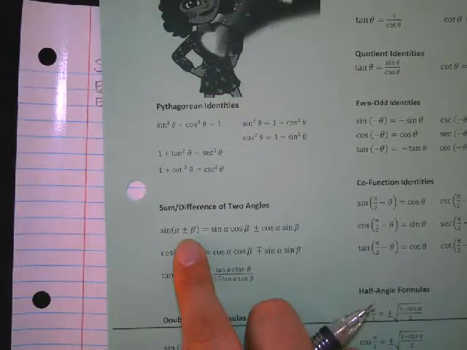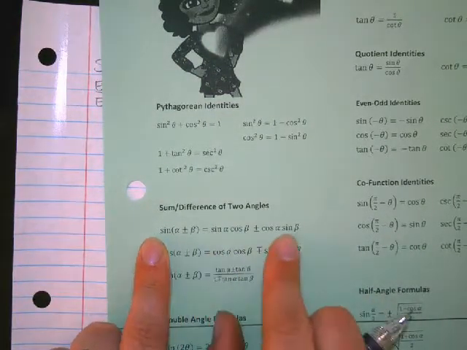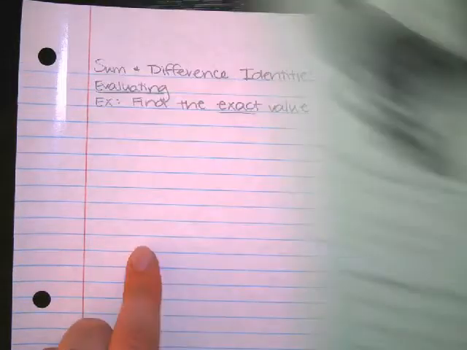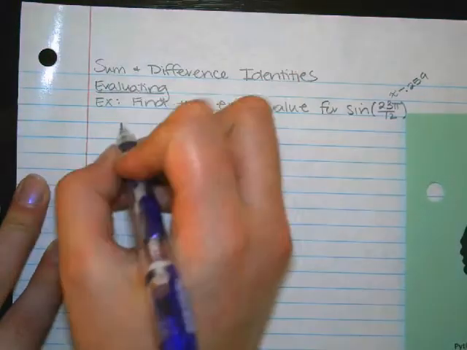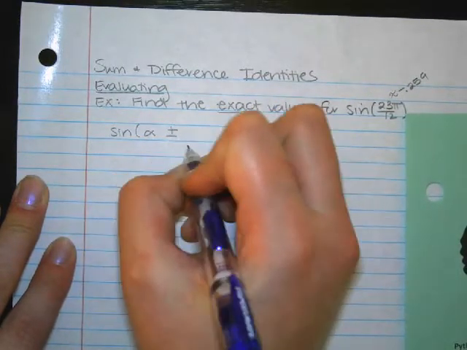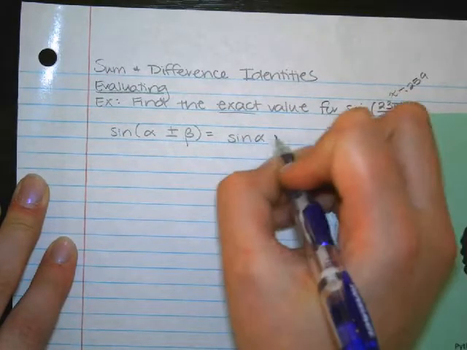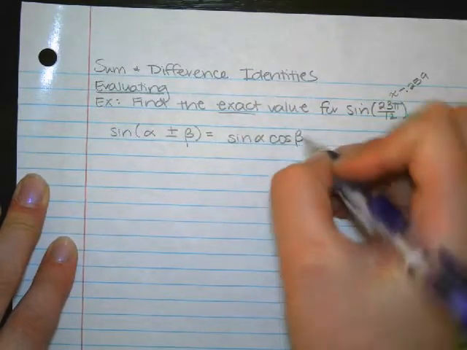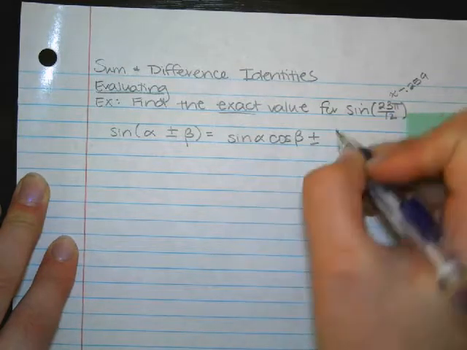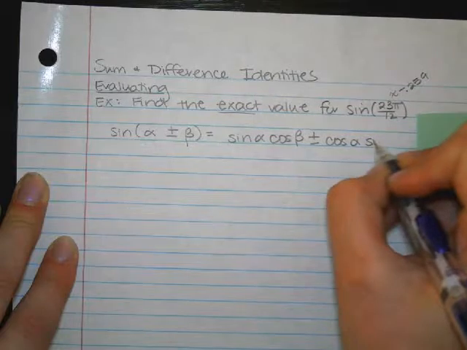We're going to use the sum and difference formulas today, and this is a sine problem, so I'm going to focus on this formula right here. Let's write it down. The formula I'm going to use is sine of alpha plus or minus beta equals sine of alpha cos of beta plus or minus cos of alpha sine of beta.